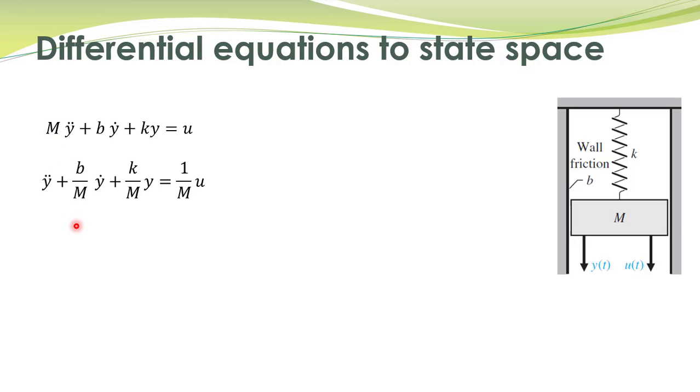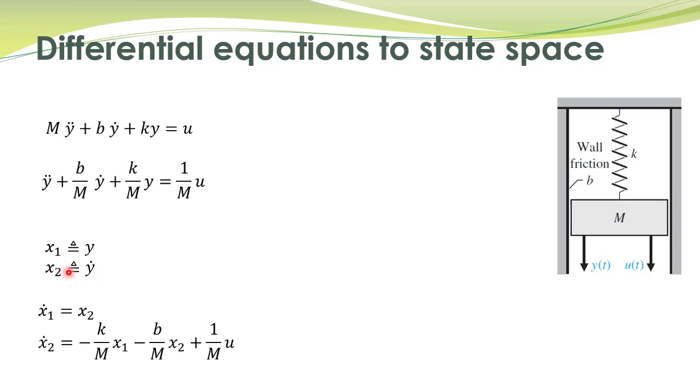And now the procedure to convert it into state equations is very simple. We define state variables. Let's define x1 to be equal to y and x2 to be equal to y dot. What is the meaning of this symbol? This means that we have defined it in this way. We have named y to be equal to x1. Likewise, we have named y dot to be equal to x2.